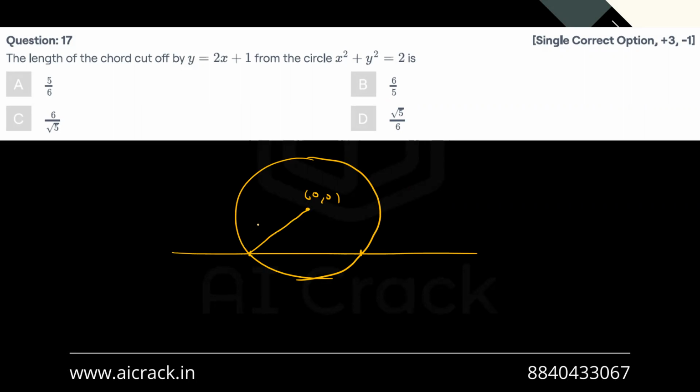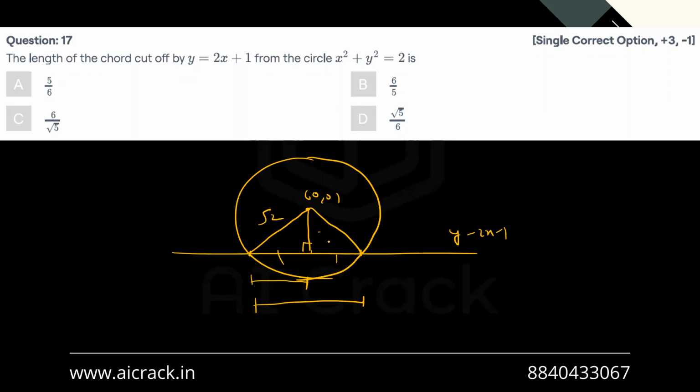So we know this radius, that is root 2. We can draw a perpendicular from this point onto this line. This line is y minus 2x minus 1, and we can find out this distance, and this is also perpendicular. So basically we can find out this length, and this length would be half of this chord, right? Because we can do the same for this side as well. So this length and this length would be actually equal. Basically we have to apply Pythagoras over here.